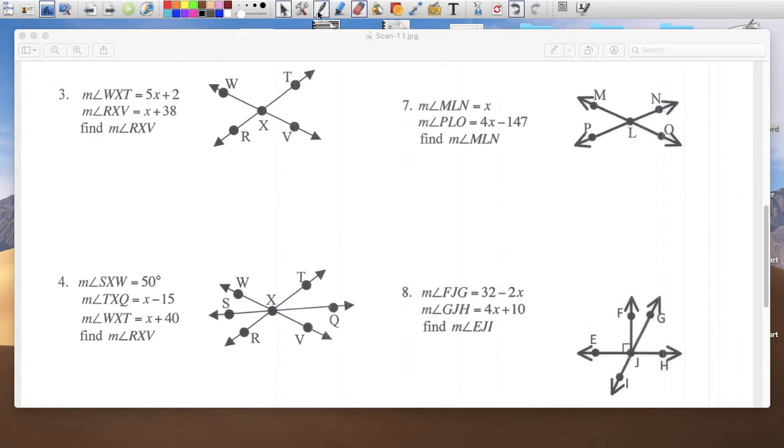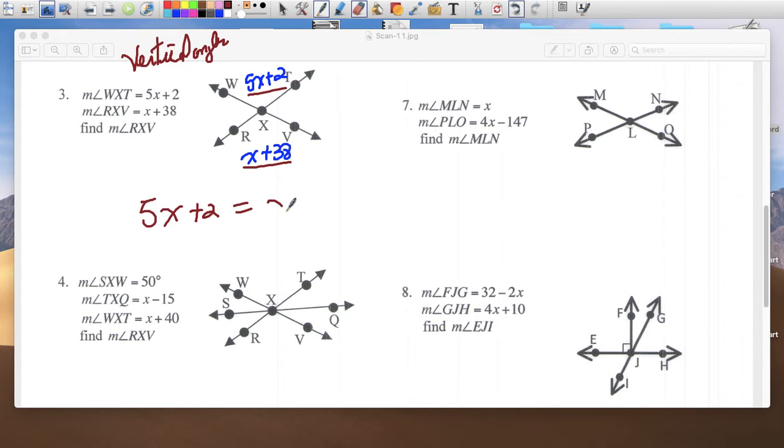Number 3. WXT, which is this side here, is 5x plus 2. RXV, which is on this side, is x plus 38. They're asking us to find RXV, so we have to find this angle right here. What do I know? First of all, let's classify the relationship: vertical angles. If they're vertical angles, they're equal to each other, right? So this angle is equal to this angle. 5x plus 2 is equal to x plus 38, and that's how you set up this equation.